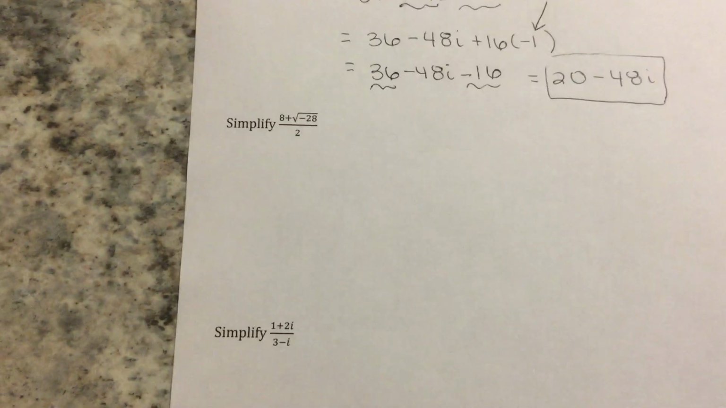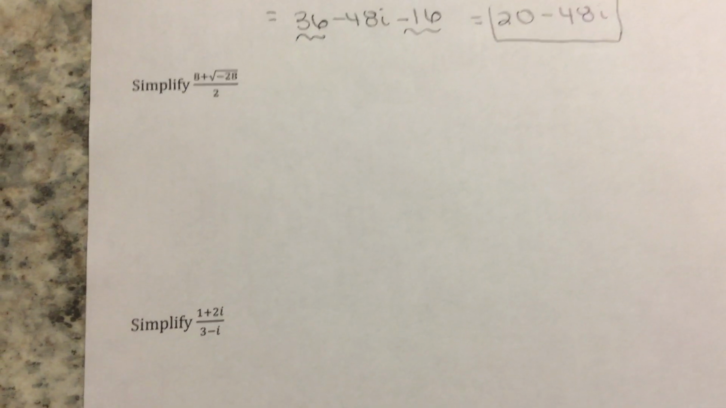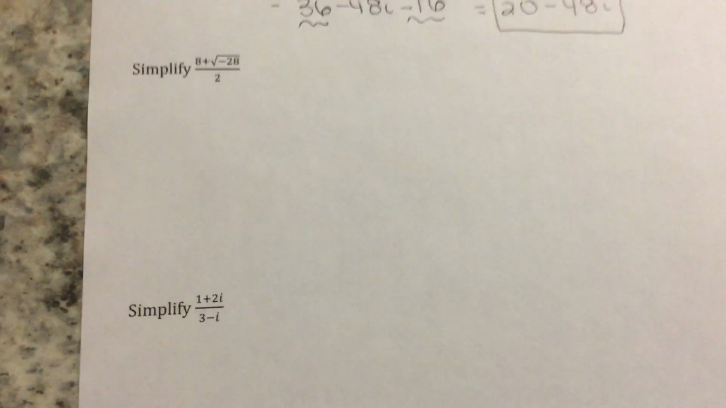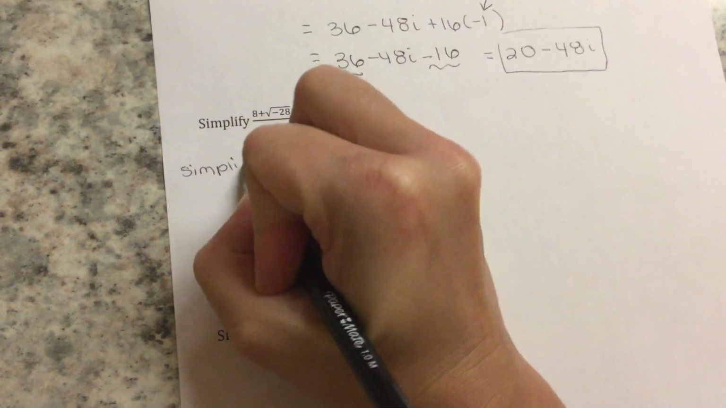All right, 2 more examples. Next one, it says simplify 8 plus the square root of negative 28 over 2. So I notice, first thing, that I have a radical in there that looks like it could be simplified. So I'm going to simplify my radical first.